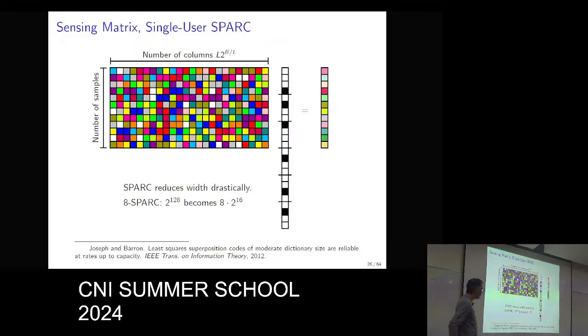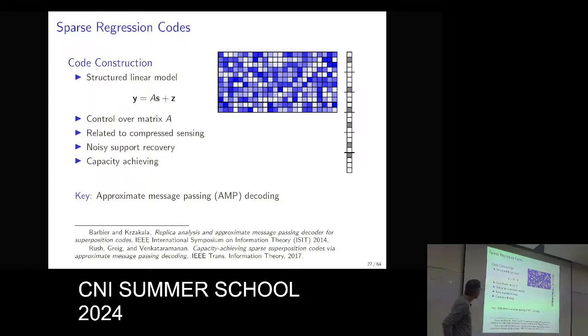So we divided the vector this way, but if you look at the reduction in the number of columns, it goes from 2 to the 128 to 2 to the 19. So it's quite a reduction. Okay, so that's part of the motivation for this sparse regression code. And again, a lot is known about sparse regression codes, and this is not my work, so I have to give credit. The sparse regression codes introduced by Joseph and Barron were shown first to achieve capacity, but then they were shown also to be amenable to low complexity decoding through approximate message passing.